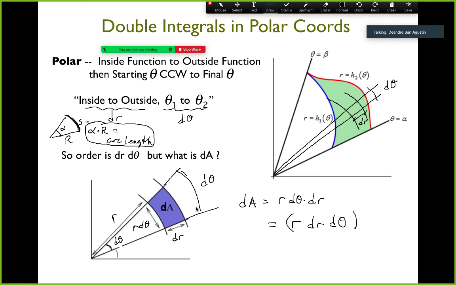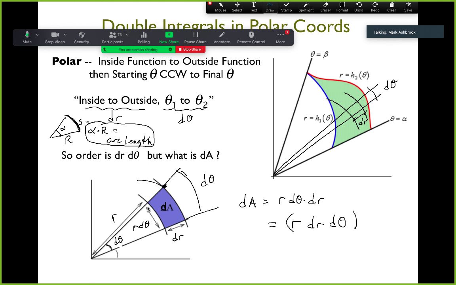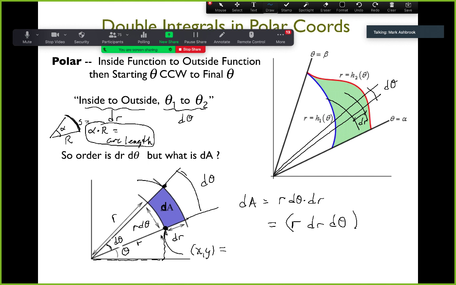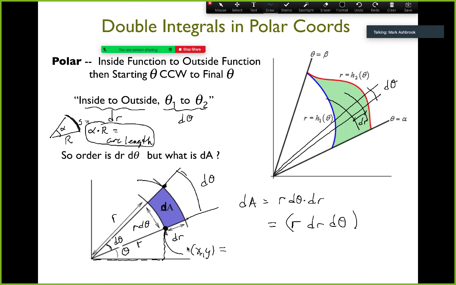Okay, so another question is, if we have an xy point, so this point right here, if the coordinates of that point are x, y, what would they be in polar coordinates? So if this is theta, and this is r, then what are the coordinates of that point, x and y, in polar coordinates?